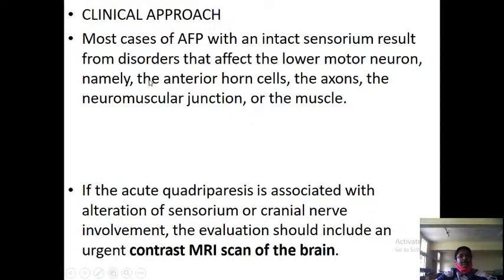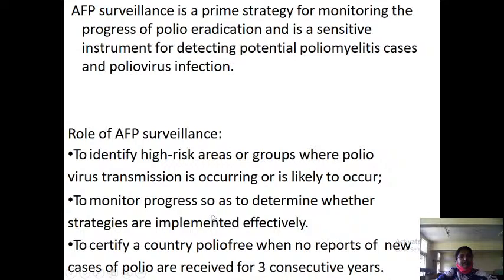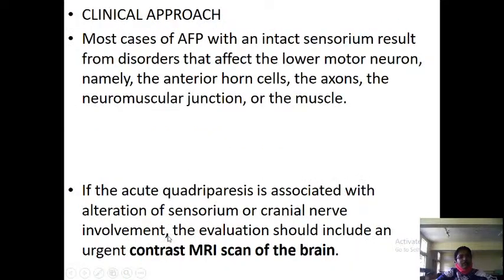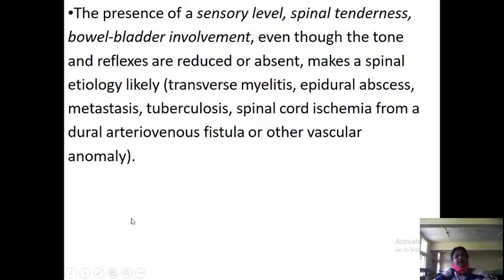So if the child has an intact sensorium with hypotonia, it is usually a lower motor neuron lesion. It could be at the anterior horn, axon, neuromuscular junction, or the muscle. If it is accompanied by cranial nerve involvement along with an intact sensorium, it is still better to do an MRI to evaluate other causes.